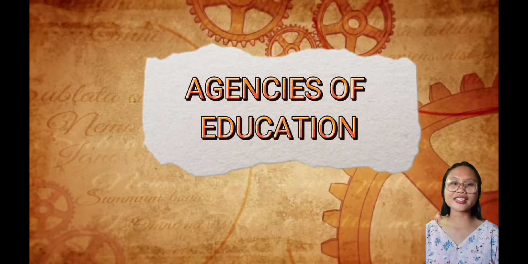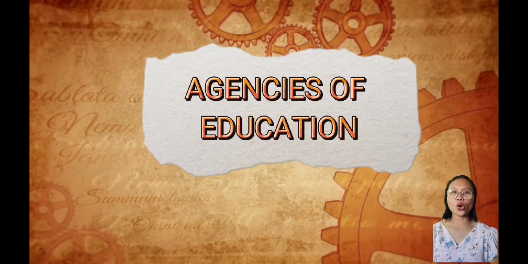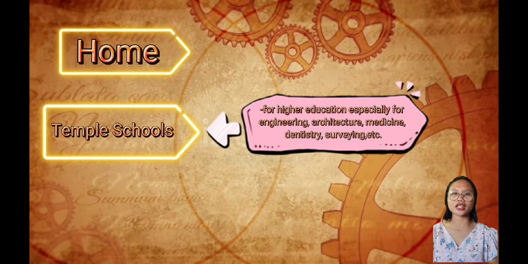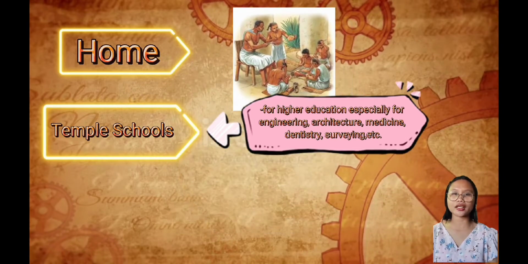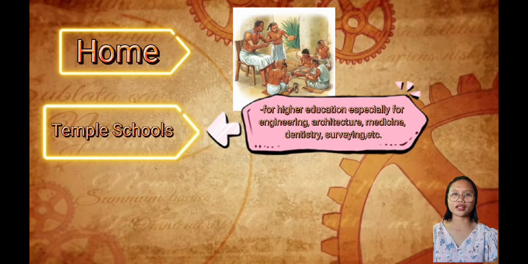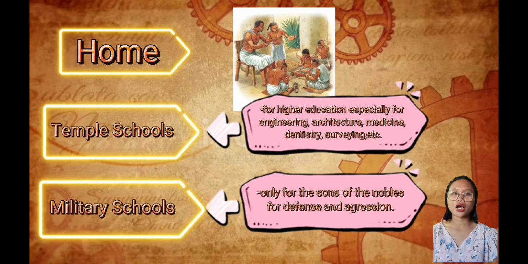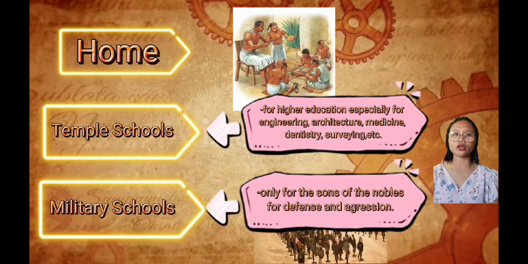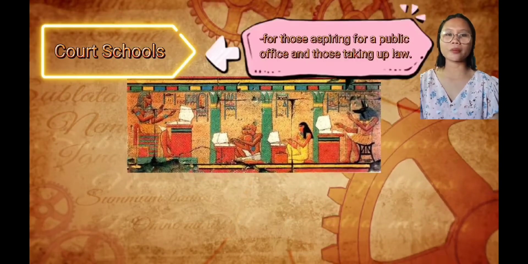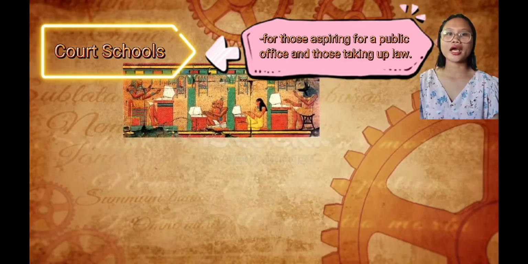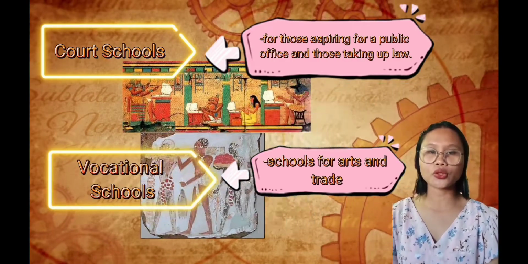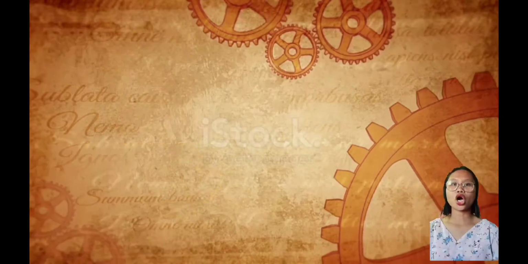Agencies of education: home, temple schools. Temple schools for higher education, especially engineering, architecture, medicine, dentistry, etc. Military schools, only for the sons of nobles, for defense and aggression. Art school, for those aspiring for a public office and those taking up law. Vocational schools, schools of arts and trade.